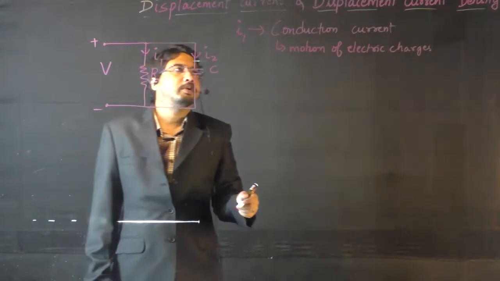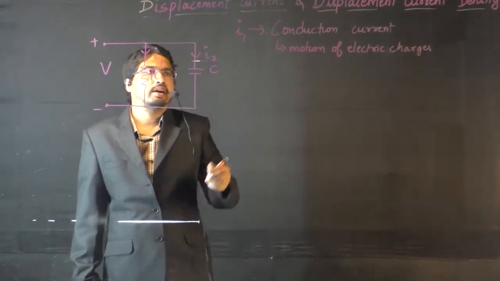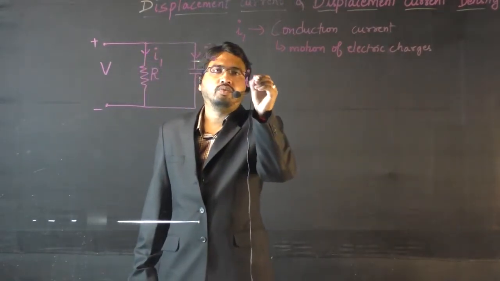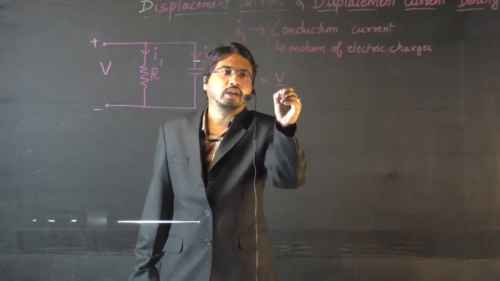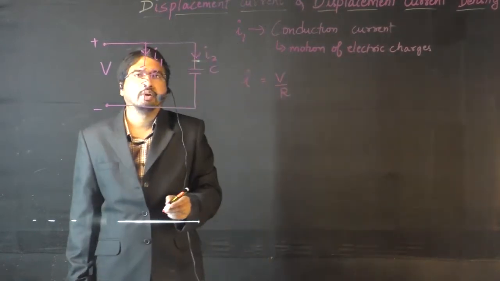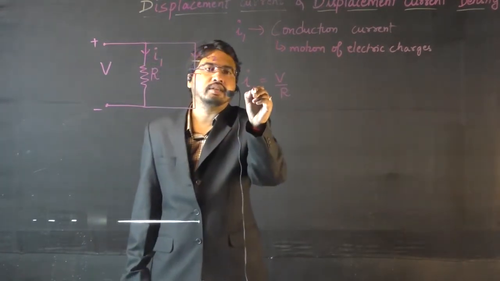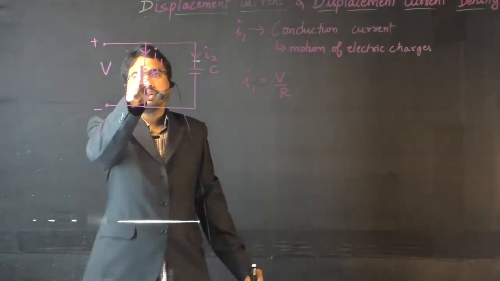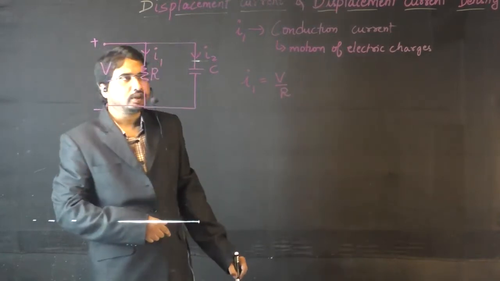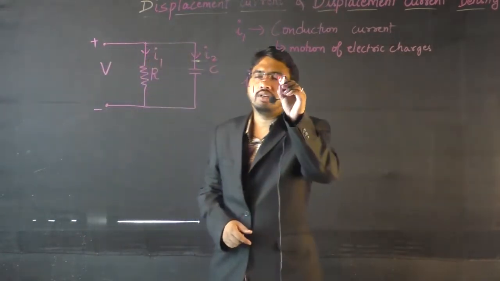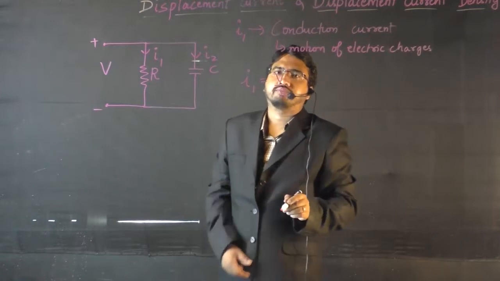Generally, how can we express the normal motion of electric charges current? That is I equal to V by R. This is the simple formula. And here your actual notation of the current is I1. I1 equal to the voltage across this R, which is V, so I am writing I1 equal to V by R.